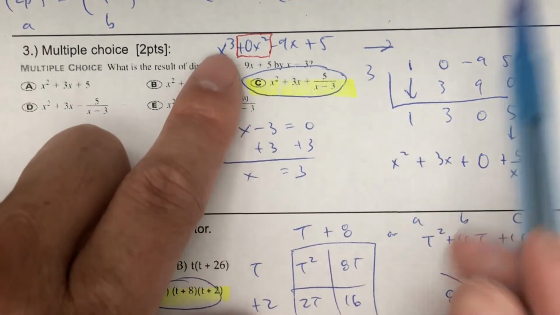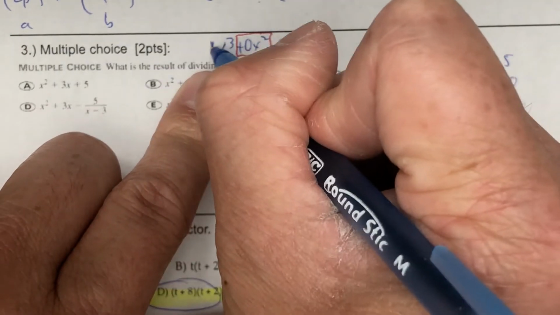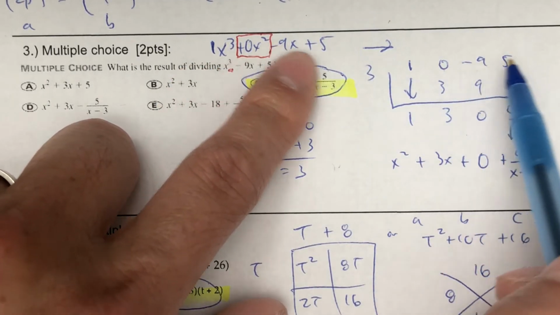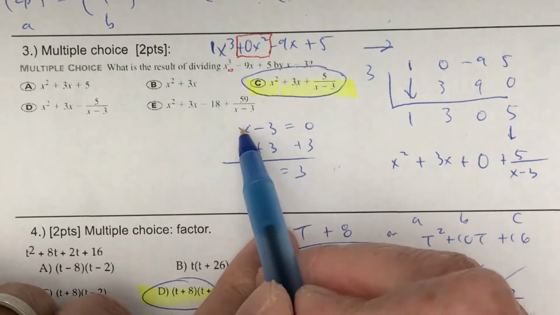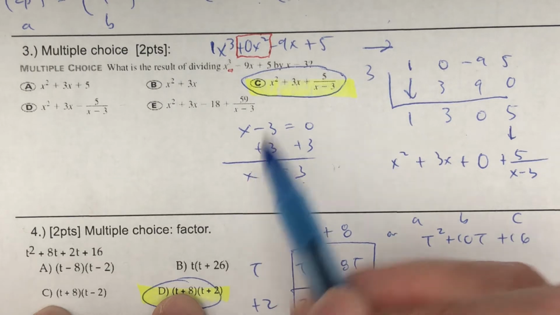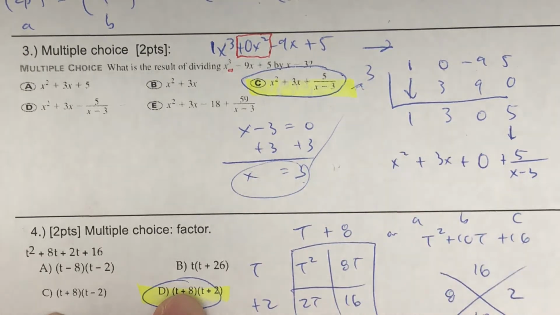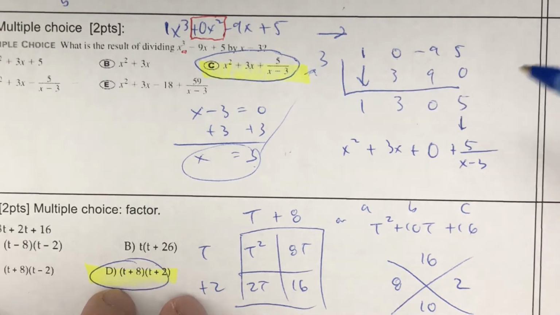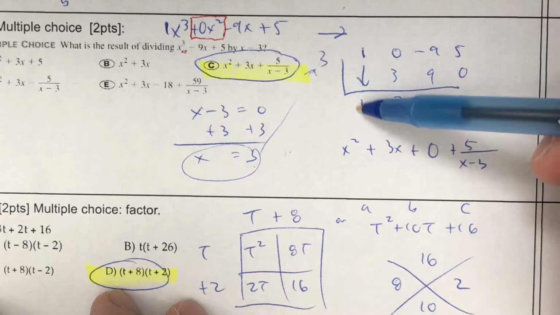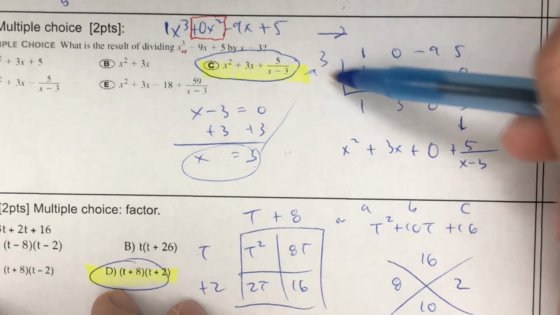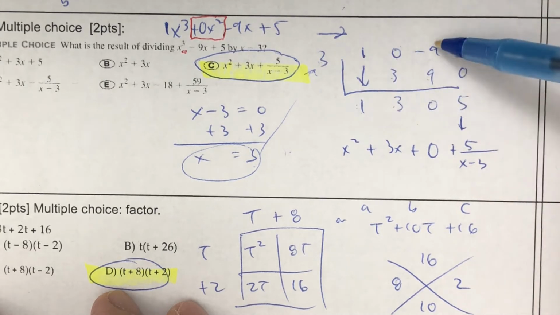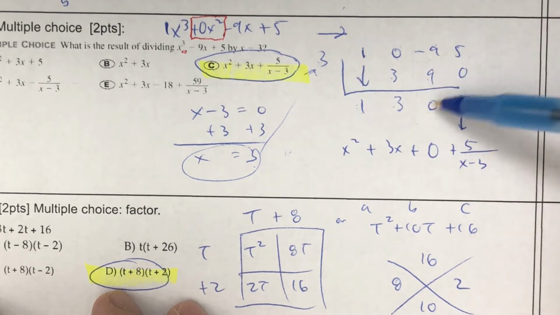I chose to use synthetic division. So now I'm just looking at the coefficients. I have 1, 0, negative 9, and 5. And with x minus 3 set equal to 0, you get a zero of x equals 3. You're going to put the 3 up here. And then we talked about synthetic division: bring it down. The first one you always bring down, then multiply. 3 times 1 is 3, and then you add down, and do it again. Multiply, add down, multiply, add down.